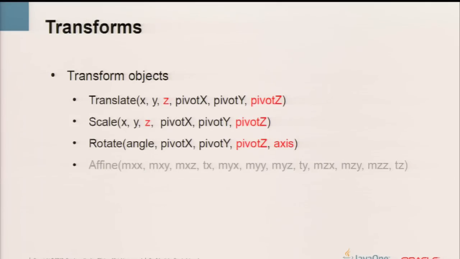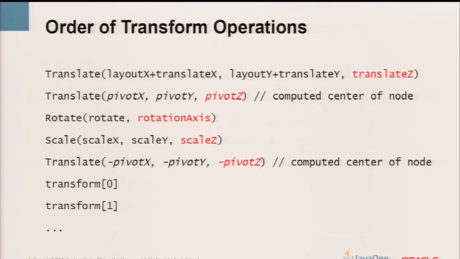Okay, next slide. So the transform objects that can make up that array of objects are made up of either translate, scale, or rotate. We also have a general purpose affine, but that's a more advanced topic than we want to get into today. All right, go ahead for next slide.